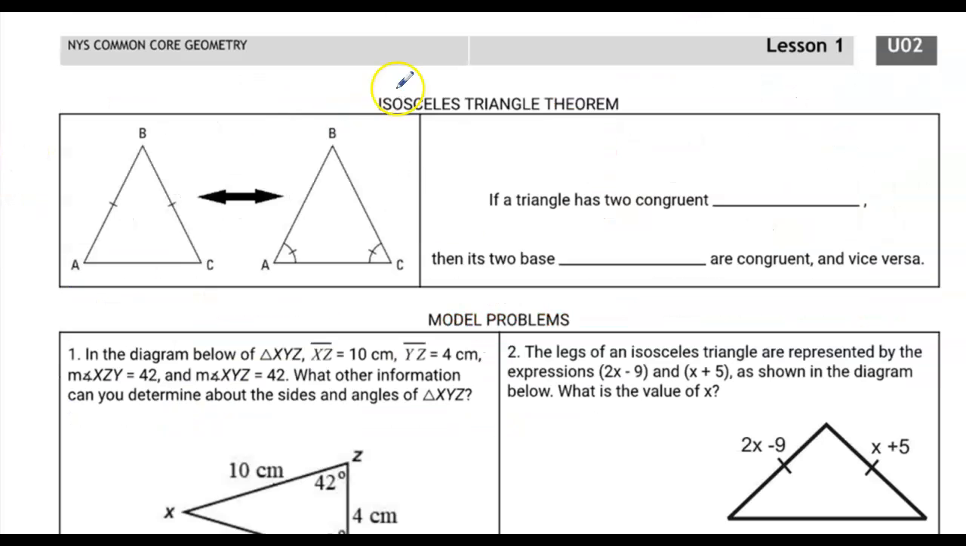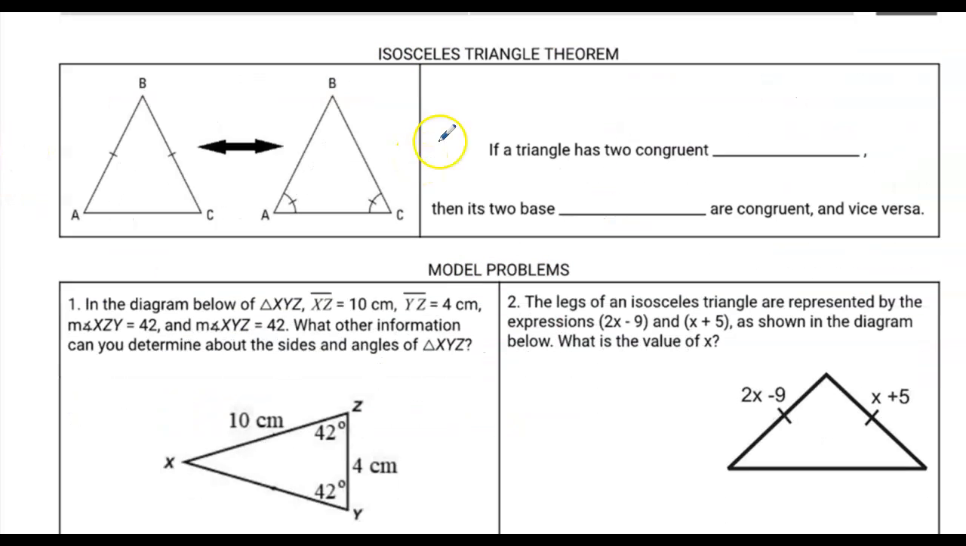All right, moving forward. Now we're approaching the isosceles triangle theorem, which is a concept that tells us that the relationship between sides and angles goes both ways. And here's what I mean by that.